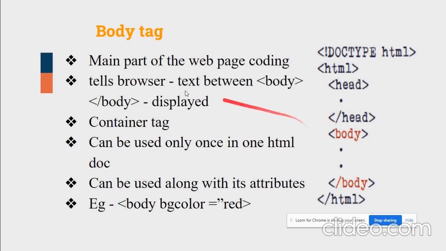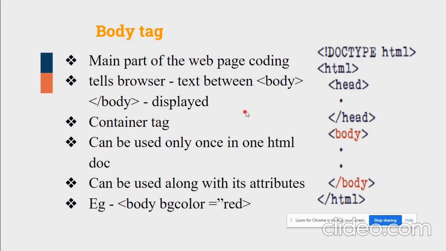And next you have the body tag. This is the main part of the web page coding, the main part of the HTML coding. This is the content of the web page. Whatever content you need in a web page should be given in the body tag. This is also a container tag because you have an opening and closing tag.